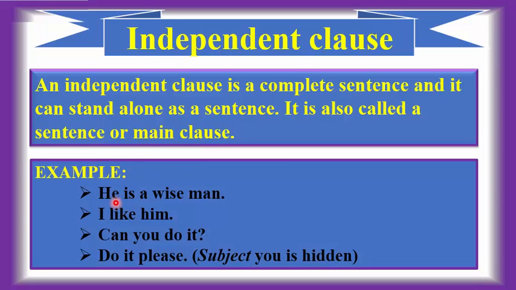Example: He is a wise man. So he is the subject, is the verb. This is called a clause and it is an independent clause because it gives a complete meaning. I like him. I is the subject, like is the verb, and this is a complete sentence.